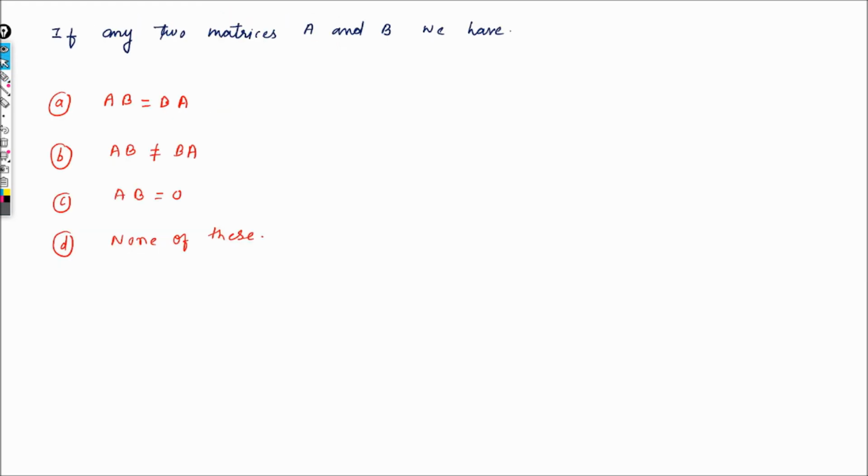If any two matrices A and B are given, AB is equal to BA, this is wrong. Or AB is not equal to A, this is also wrong. And AB is equal to 0, this is also wrong. So none of these will be correct.